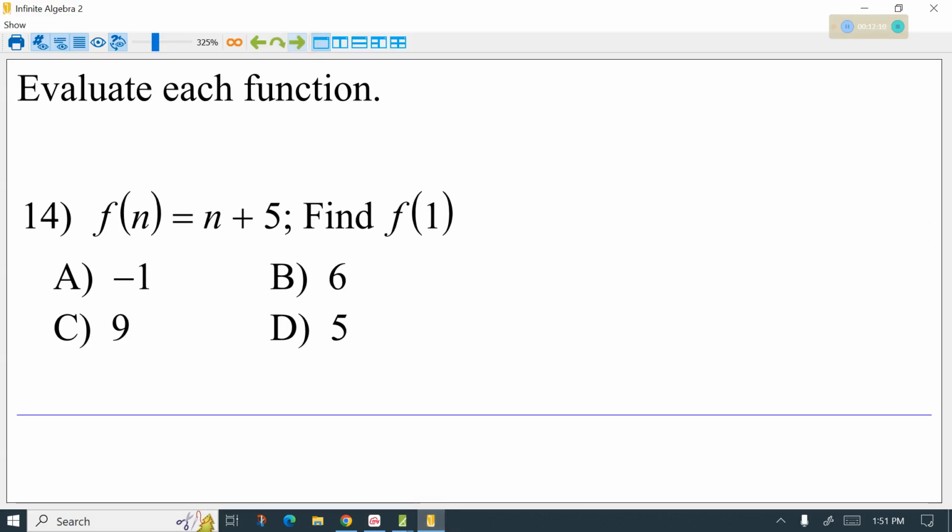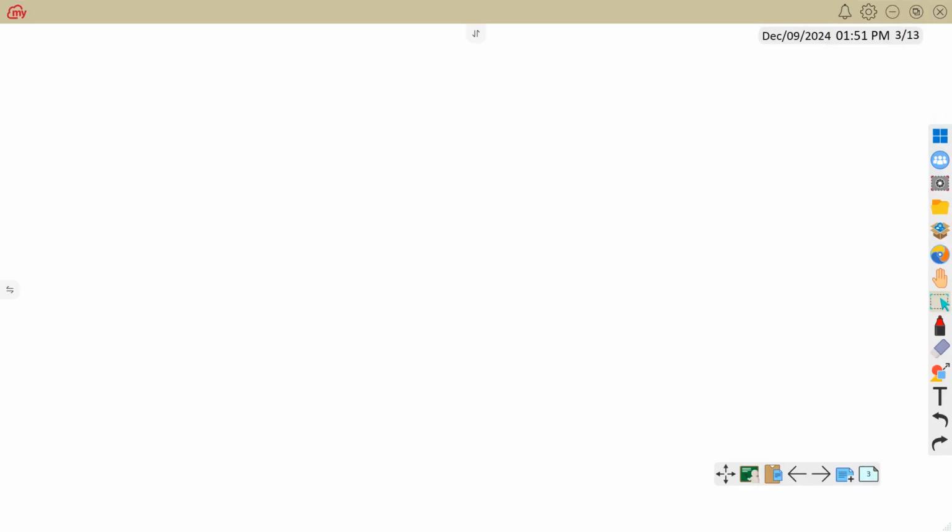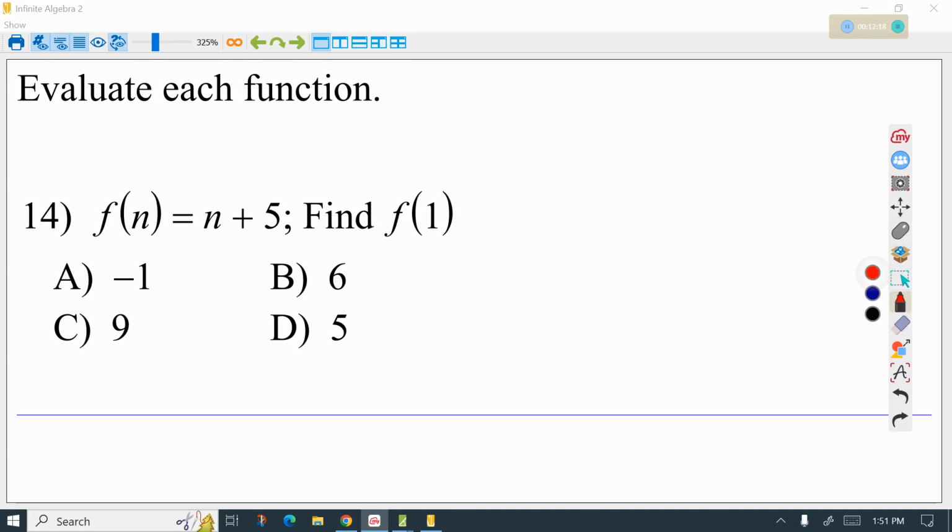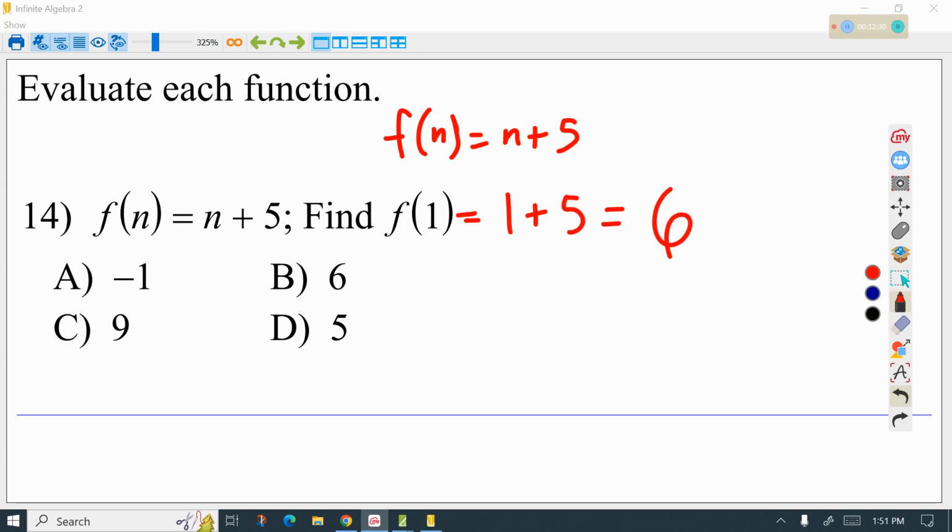All right, so 14 right here. You might want to pause this video and see if you know how to do this one. You should be able to do it in your head even. But if f of n is equal to n plus 5, and I'm substituting in 1, then that means I got to do 1 plus 5. And 1 plus 5 is 6. So this just gives us 6. All right? So we're doing all right with this Unit 2 test so far.